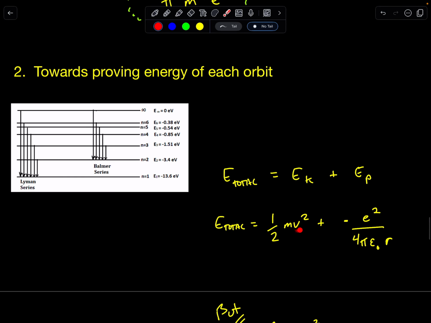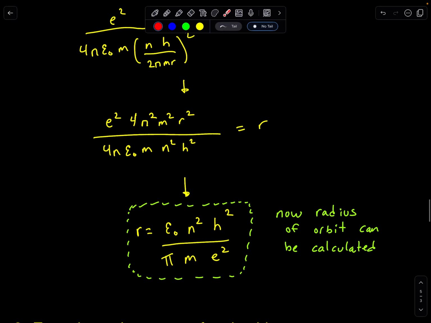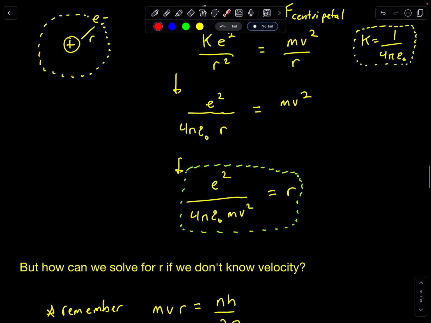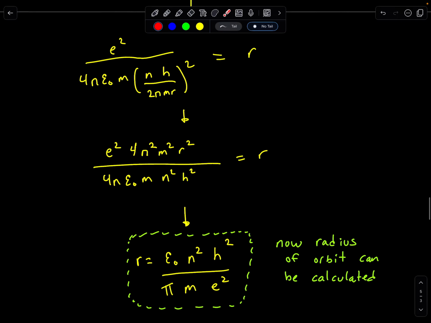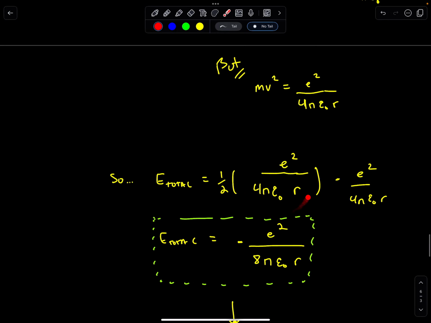And again, he can't find velocity, but we had this. This is kind of cool. This showed up in one of the derivations over here. Where was that? Right here. Okay, so in his electrostatic forces and centripetal forces, he had that step, which he remembered. And then he can say, oh, mv squared is equal to that value. So then going back into here, he can substitute mv squared for that value. And those are the same.